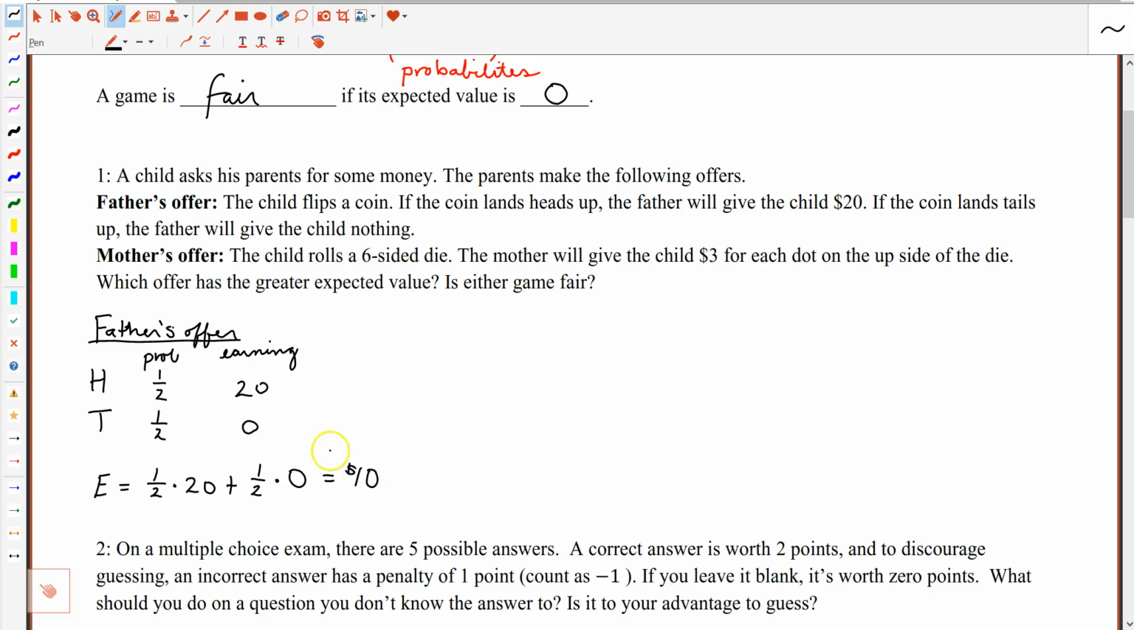Alright, so what we're finding here is that if the child would repeatedly play the game over and over again, and sometimes the child will get $20 and sometimes the child will get $0, if the child were to average those winnings in the long run, the child would average earning $10. Now let's take a look at the mother's offer.